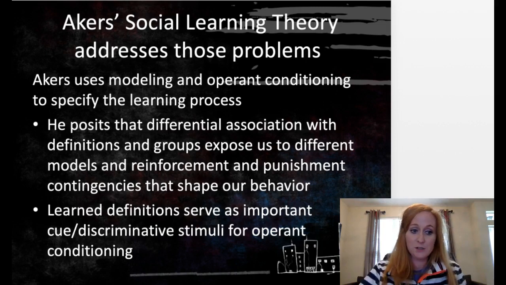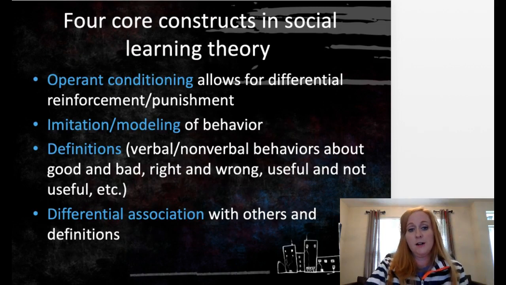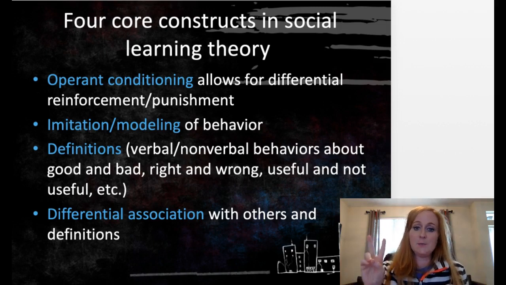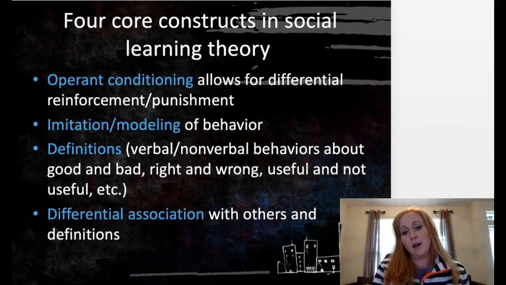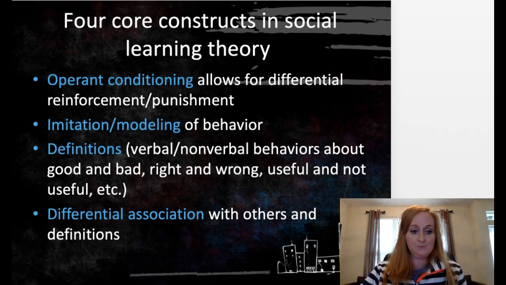So let's kind of go into the core constructs of the theory. The first core construct is operant conditioning, which allows for differential reinforcement and punishment as the behavior changes or is adjusted. The second is imitation and modeling of the behavior. The third is definitions, verbal and nonverbal behaviors about what's good and bad, right and wrong, useful and not useful. And then finally, differential association with others and definitions. So again, just another way of looking at reinforcement.